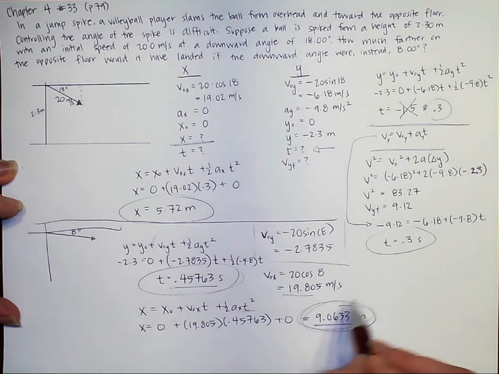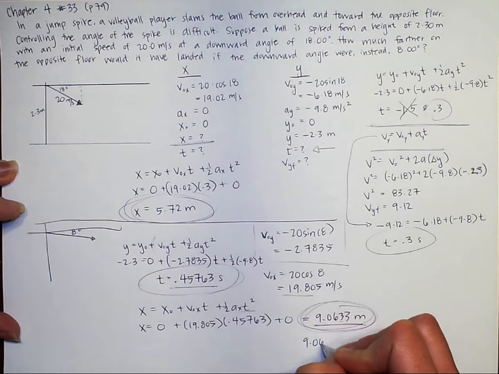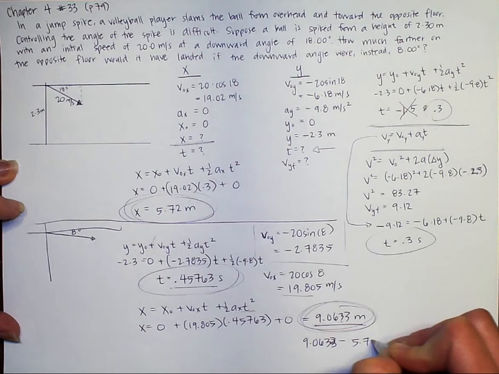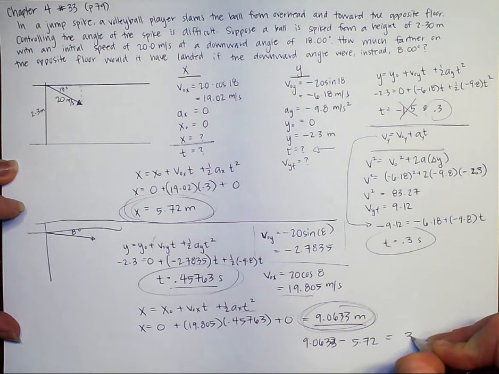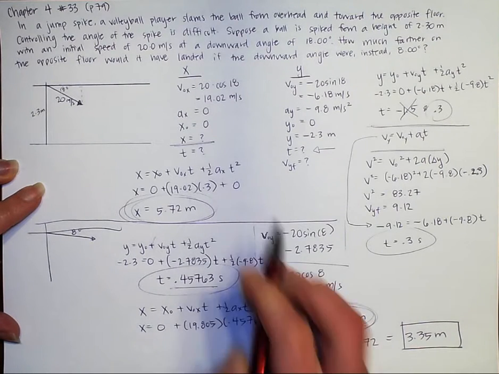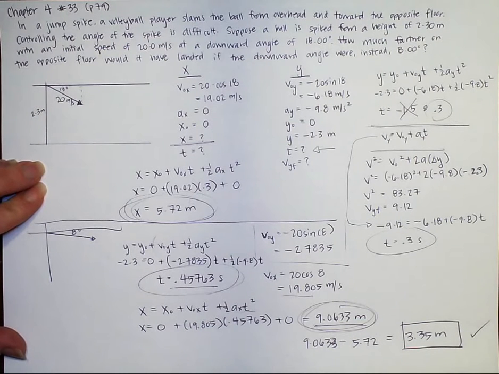So we'll have to take this number and subtract this number. So 9.0633 minus 5.72 equals 3.35 meters. So our ball will go 3.35 meters further with this smaller downward angle. We are done.